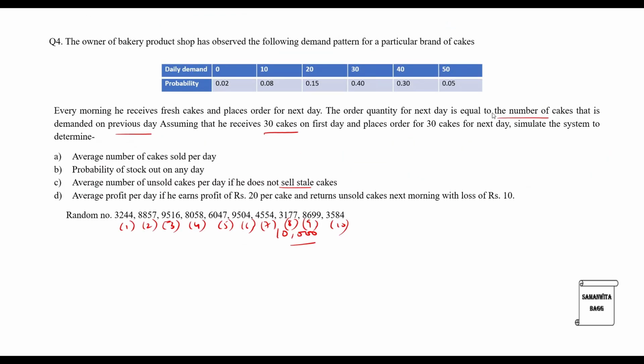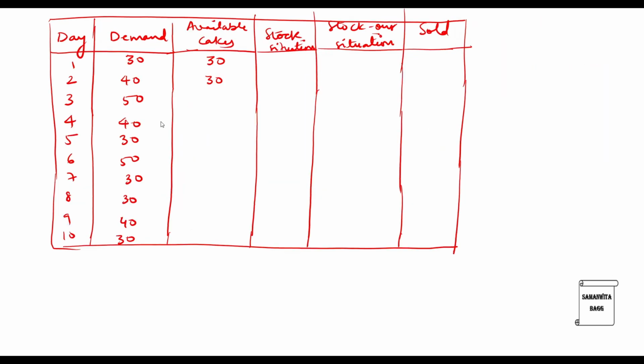Now we will read this line. The order quantity of next day is equal to the number of cakes that is demanded on previous day. So based on how many demand was there on this day, first day, he has decided to order for the next day. Same way 40 will be reflecting here. Then again 50, then next day is 40, next day is 30, then 50, then 30, 30 and 40. So based on this demand, you can see he has placed order for the next day.